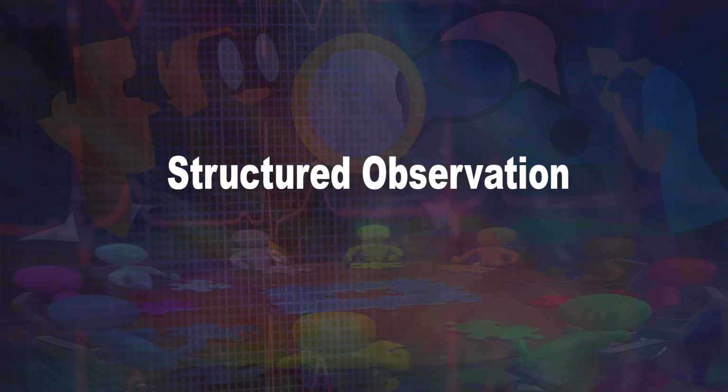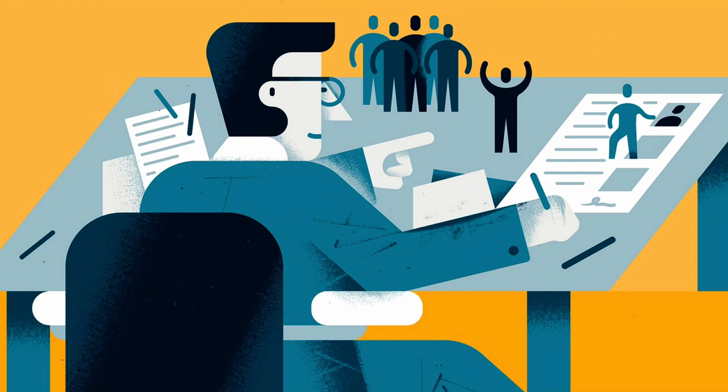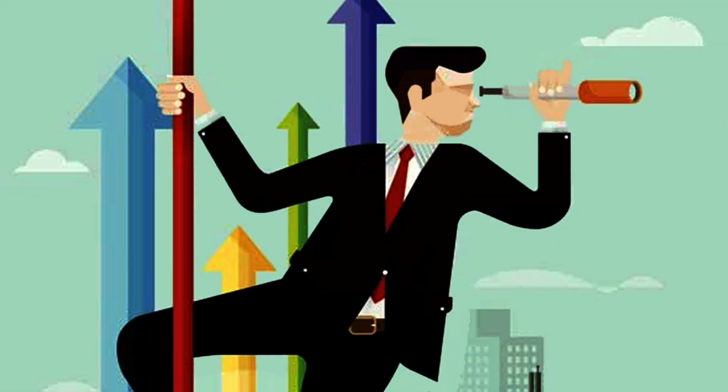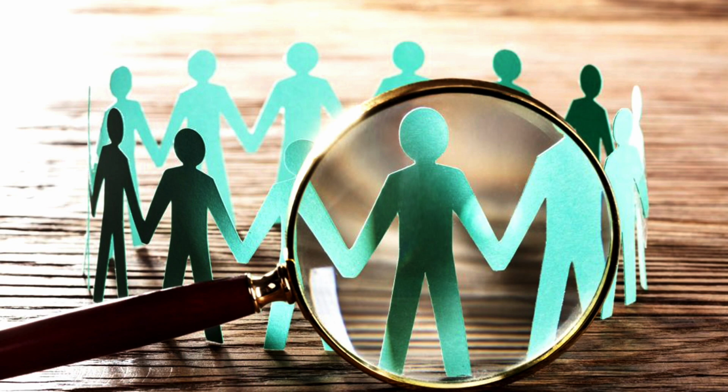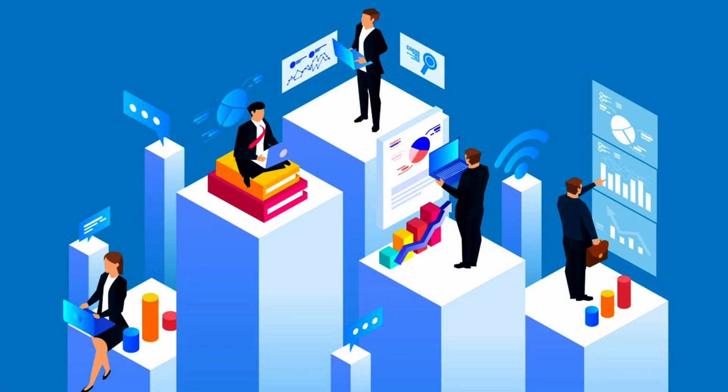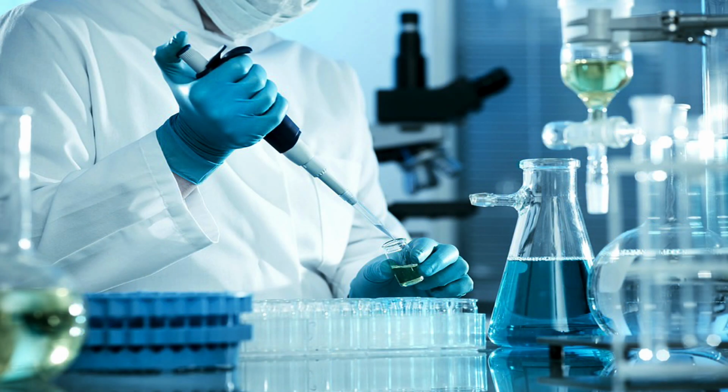Structured observation. Another observational method is structured observation. Here, the investigator makes careful observation of one or more specific behaviors in a particular setting that is more structured than the settings used in naturalistic or participant observation. Often the setting in which the observations are made is not the natural setting. Instead, the researcher may observe people in the laboratory environment.